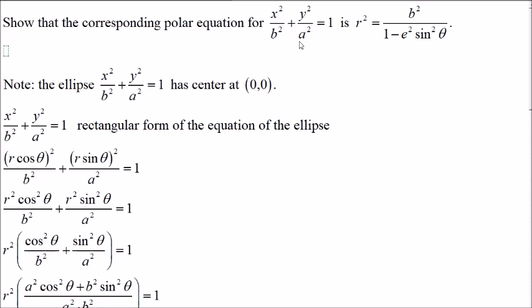And so here we want to find the polar equation for this type of ellipse. And we want to show that the corresponding equation is r squared equal to b squared divided by 1 minus e squared times sine squared theta. So we want to show that the polar equation for this ellipse is this.